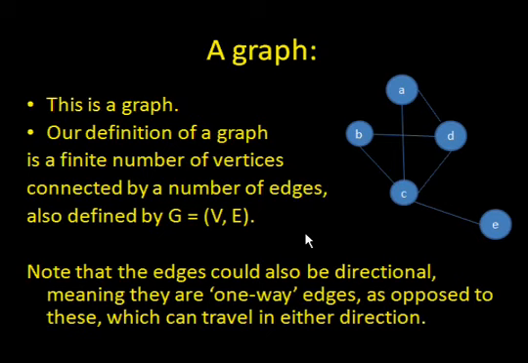Note that graphs can have different properties. The edges could also be directional, meaning that they can only travel one way, as opposed to the example I show you above, which does not show any direction, therefore you can travel along them in any way.